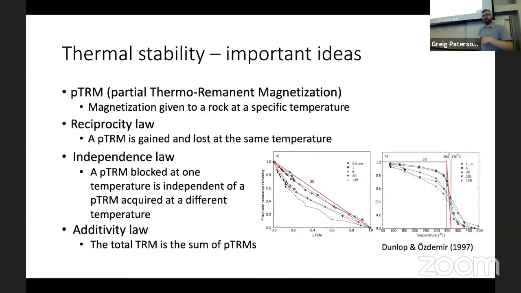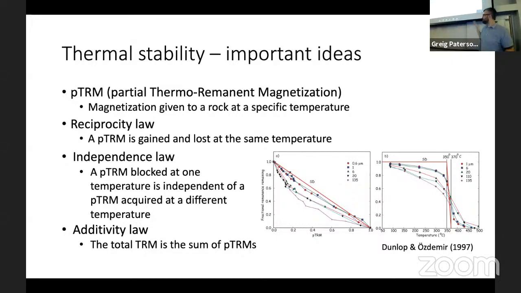However, in the laboratory, the way that we measure these things is that we take a rock and progressively heat it to different temperatures in a given field. At each temperature step, we replace the existing magnetization with a known magnetization. This is called a PTRM, or partial thermal remnant magnetization. And the experiments rely on three basic laws, the Thellier laws.